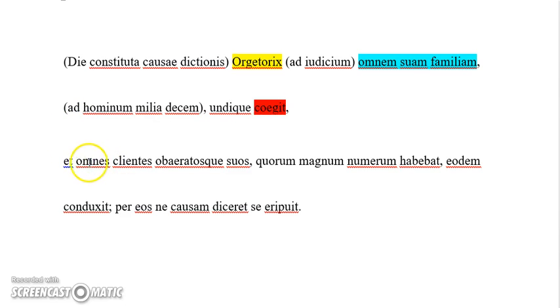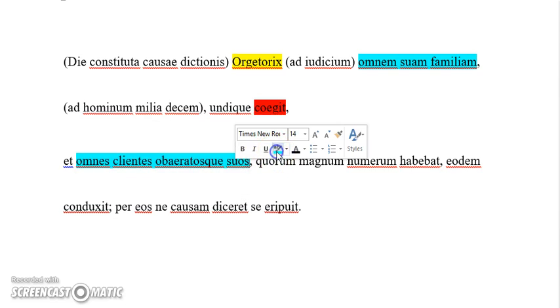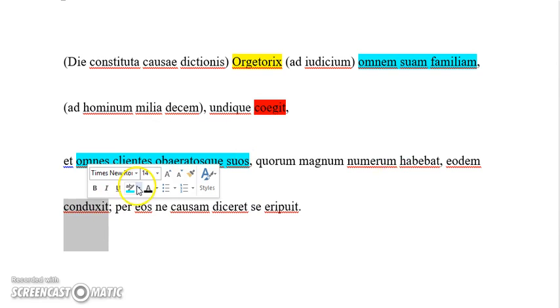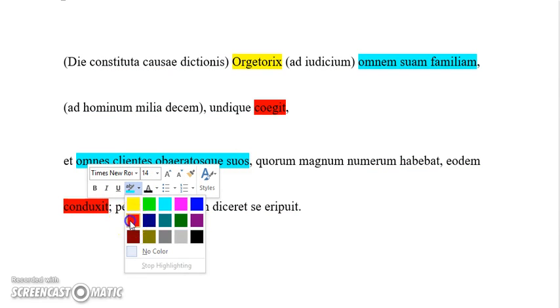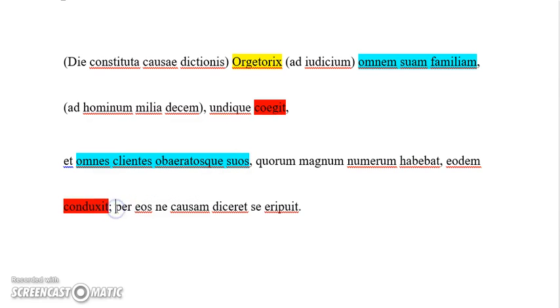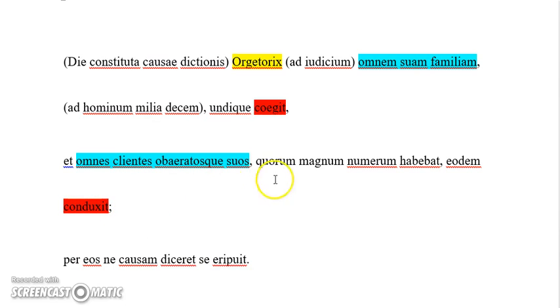And here again we have a direct object. So here's our verb. Et conduxit omnes clientes. So that's the same as what it looks like. And obaeratos suos. Of which, so here's a relative clause.